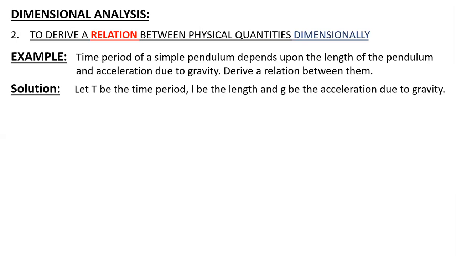Once I assume the quantities, now the entire statement I will convert in the mathematical form. So they tell the time period is depending upon the length. It depends upon the gravity. They haven't specified that it depends directly. It depends inversely. Means I don't know what is their power. If it is direct, the power will be positive. If it is inverse, the power should be negative because it comes in the denominator.